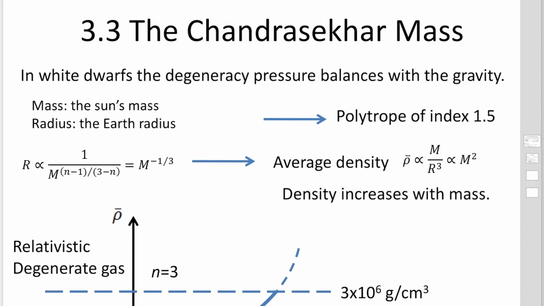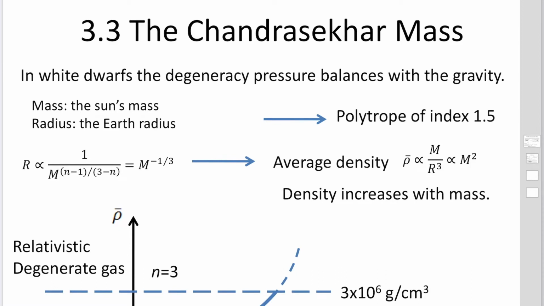Hello everyone. In this session, I'd like to explain the Chandrasekhar mass. In white dwarfs, the degeneracy pressure of electrons balances with gravity. The typical mass of a white dwarf is a solar mass. The radius is about that of the Earth because of the degeneracy pressure.